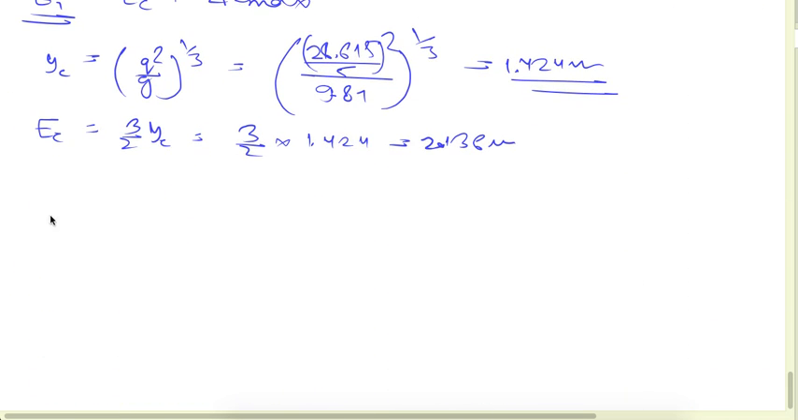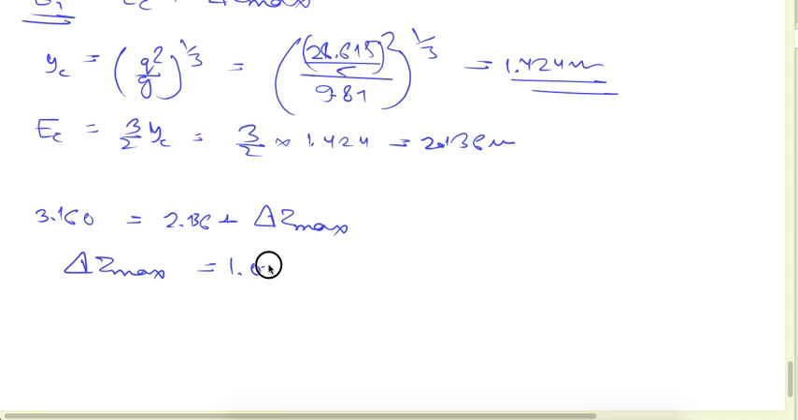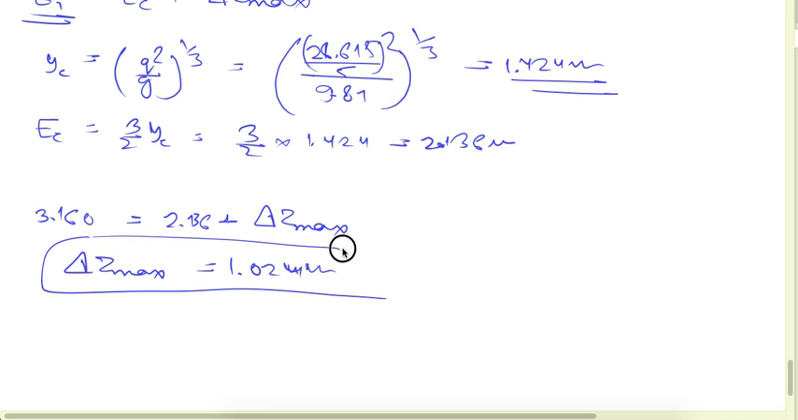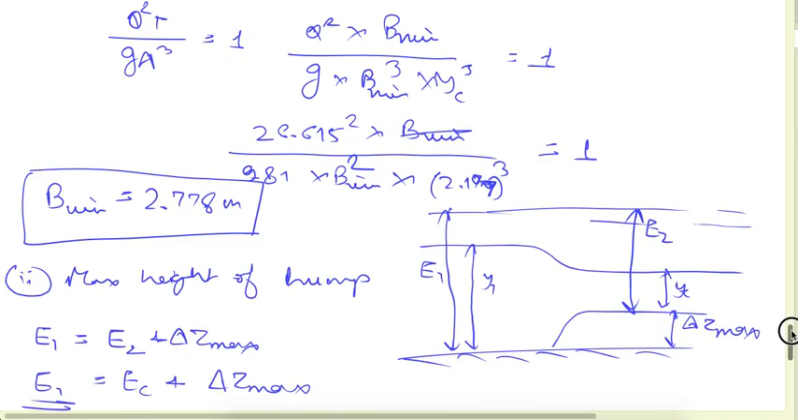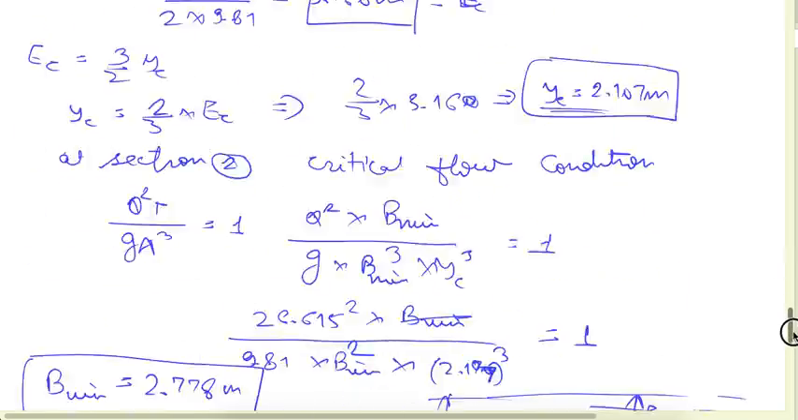So putting it in the equation, it is 3.160 is equal to 2.136 plus delta Z max. So delta Z max is coming out to be 1.024 meter. That's it. I hope you understood it. If there is any doubt, you can ask me.